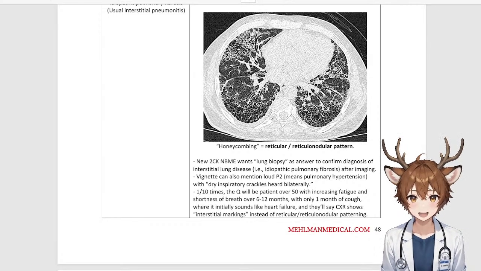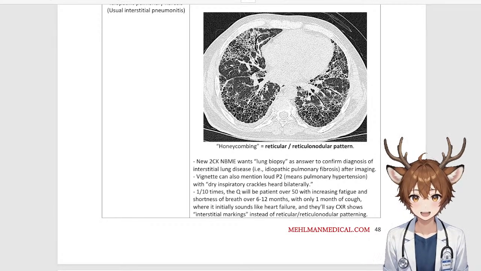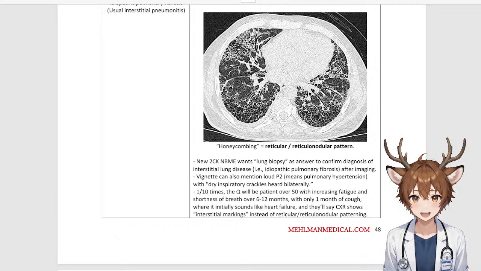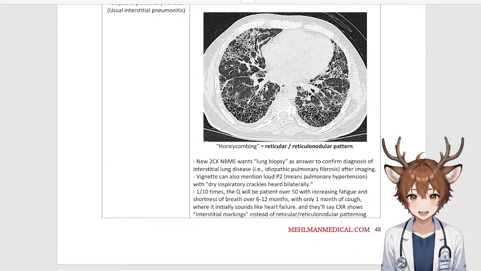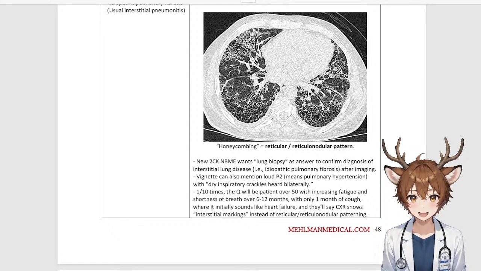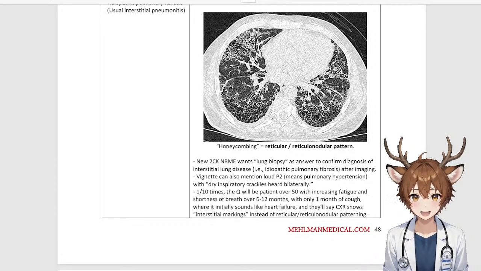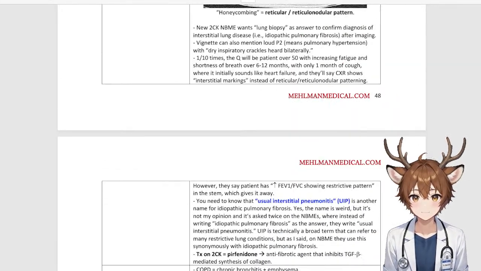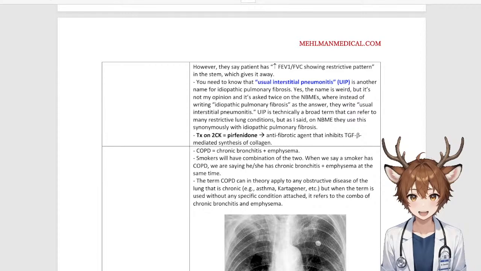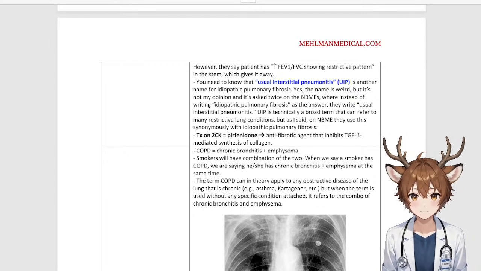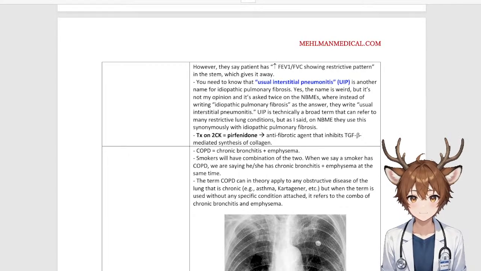The vignette can also mention a loud P2, meaning pulmonary hypertension, with dry inspiratory crackles heard bilaterally. 1 out of 10 times the question will be a patient over 50 with increasing fatigue and shortness of breath over 6 to 12 months with 1 month of cough, where it initially sounds like heart failure, and they'll say chest X-ray shows interstitial markings instead of the reticulonodular patterning. However, they say the patient has an elevated FEV1/FVC ratio showing restrictive pattern in the stem, which gives it away.